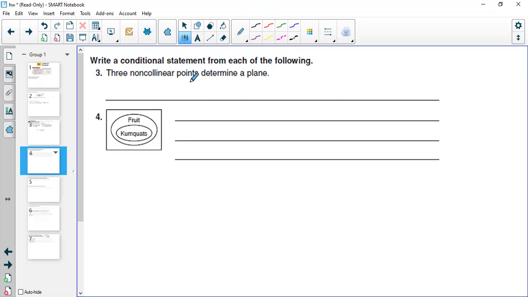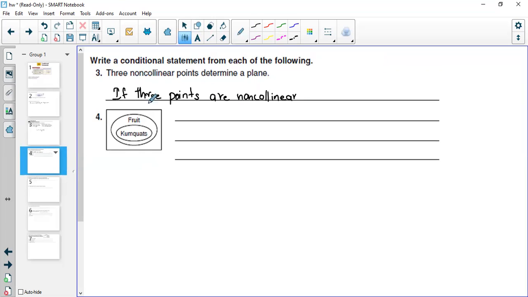3 non-collinear points determine a plane. So how are you going to write the conditional statement for this? Simple, just write the word if and complete the sentence. If 3 non-collinear points, or we have to write the sentence correctly. So you have to say if 3 points are non-collinear, because the sentence needs to be put into perfect grammar.